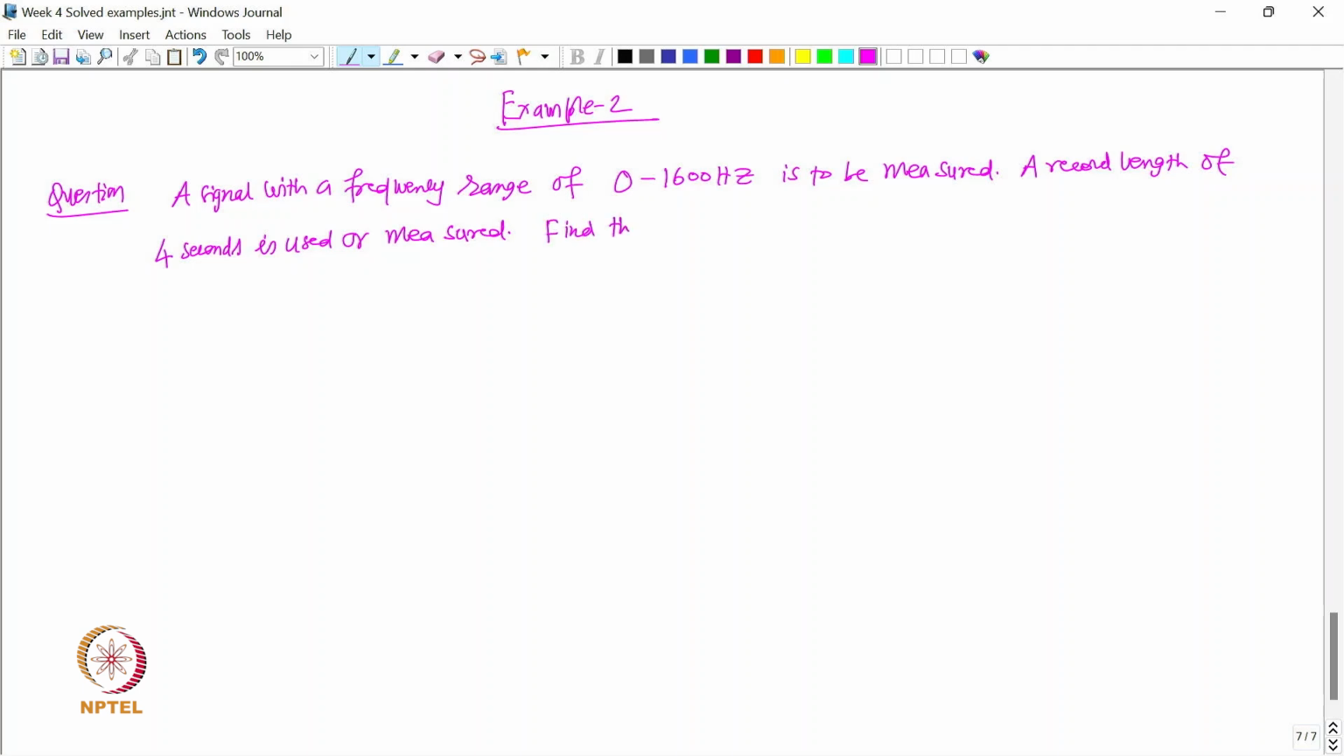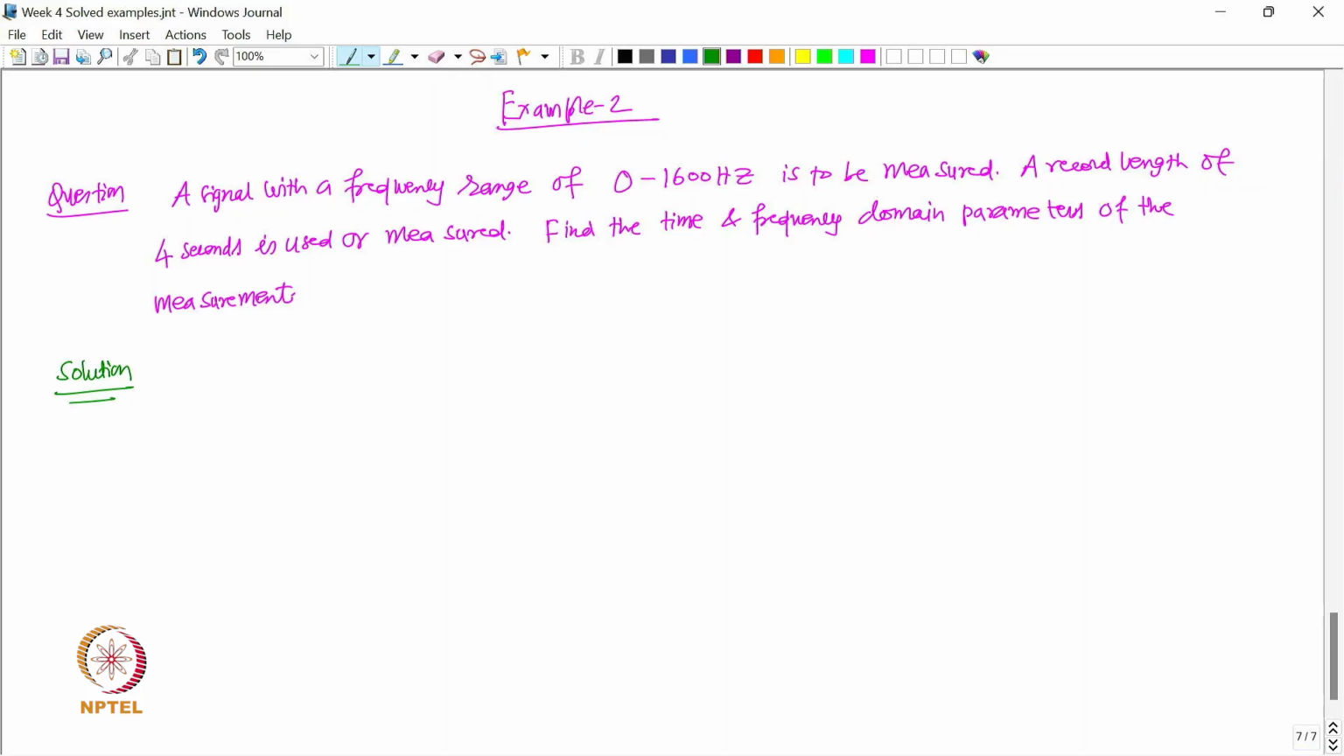Find the time and frequency domain parameters of the measurement. Solution.